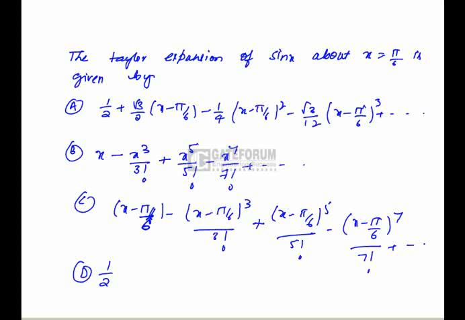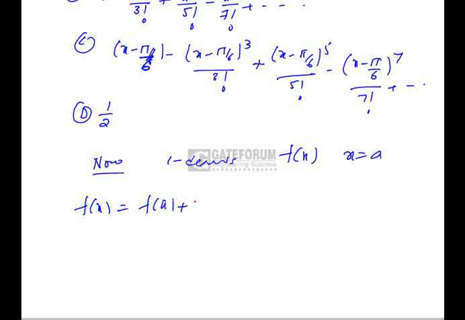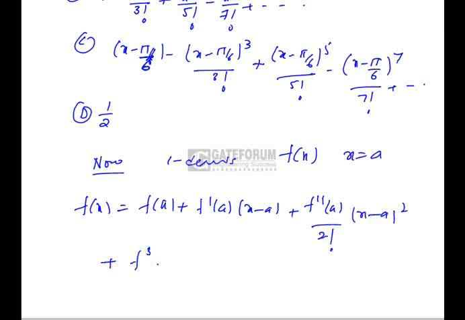Now in this problem, we have to find the Taylor expansion of sin x at x equals pi by 6. Taylor expansion in one dimension, if f of x is any function at x equals a, is given by the formula f of x equals f of a plus f dash a into x minus a, plus f double dash a by 2 factorial into x minus a whole square, plus the triple derivative of f of a by 3 factorial into x minus a whole cube, and so on, up to the nth term.